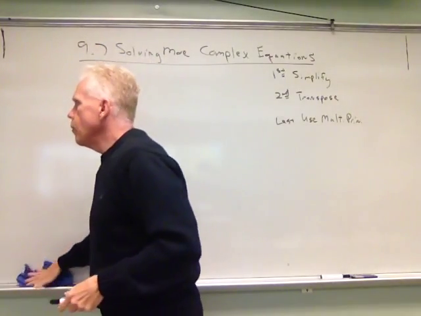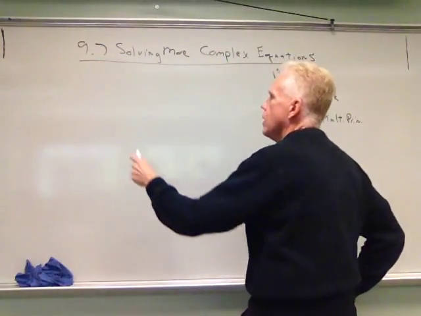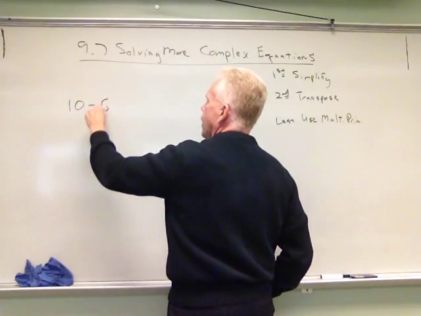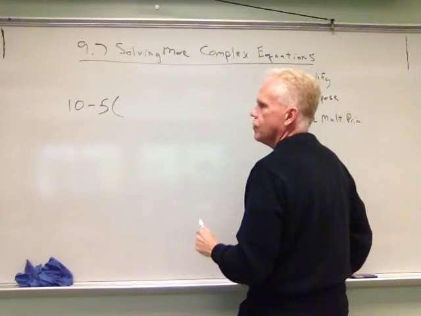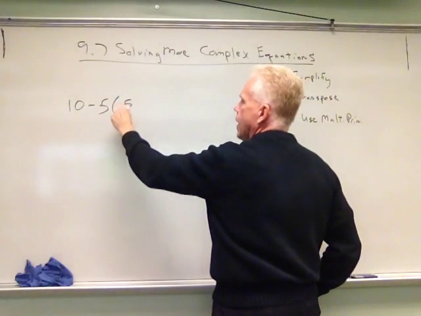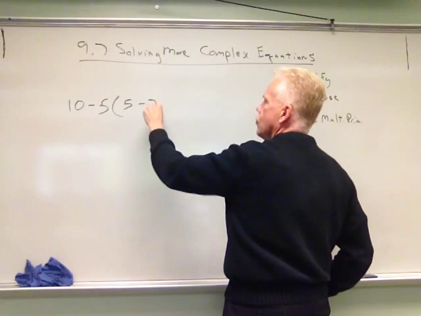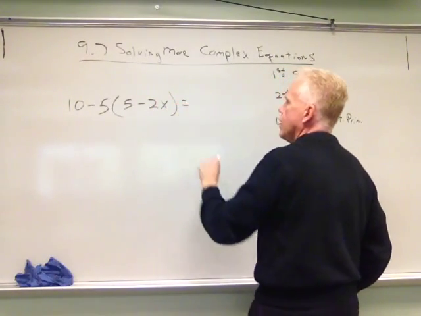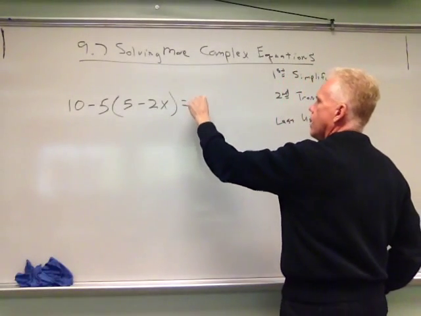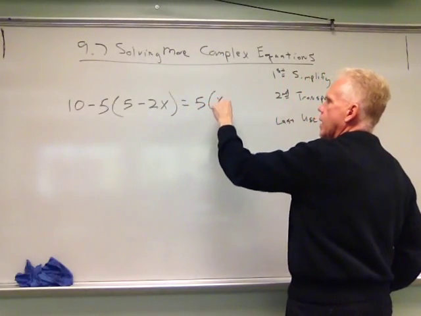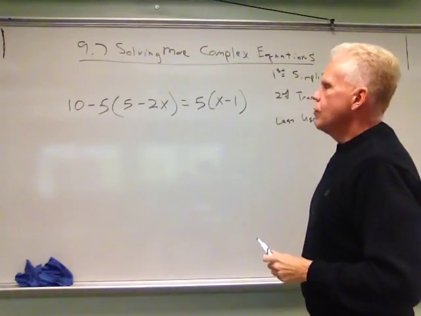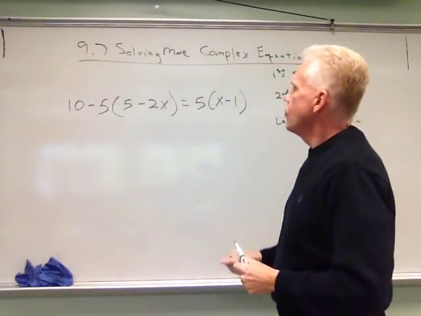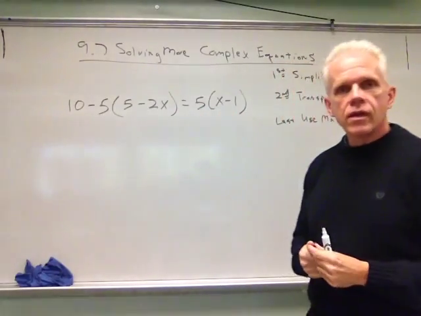Give you another example. We're going to do one that's a little more complicated looking here. Let's do 10 minus 5, and then in parentheses, 5 minus 2x, and then let's say that equals 5 times x minus 1. So 10 minus 5, parentheses, 5 minus 2x equals 5 times x minus 1. Fairly long, complex looking equation.